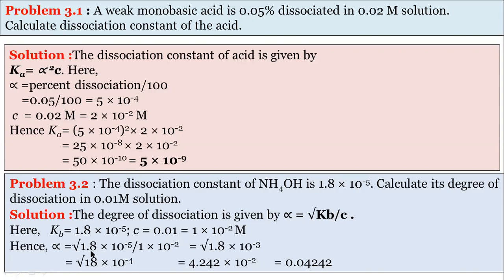So we put these values of Kb and C in this equation. Alpha is equal to the square root of 1.8 into 10 raised to minus 5 divided by 1 into 10 raised to minus 2. By doing the division, we get 1.8 into 10 raised to minus 3, that is 18 into 10 raised to minus 4, by shifting the decimal. Taking the square root of 18 into 10 raised to minus 4, we get 4.242 into 10 raised to minus 2. Both forms are correct.